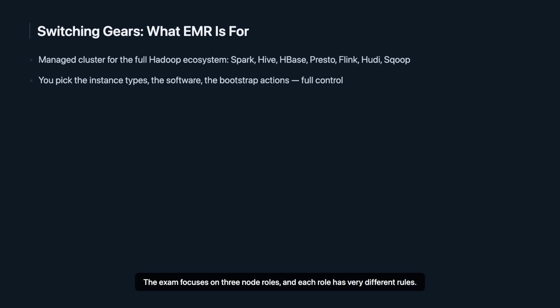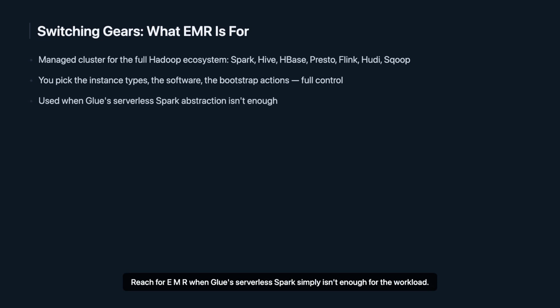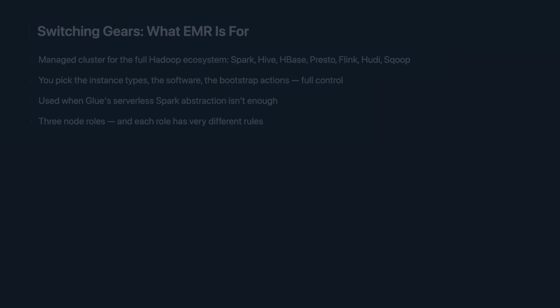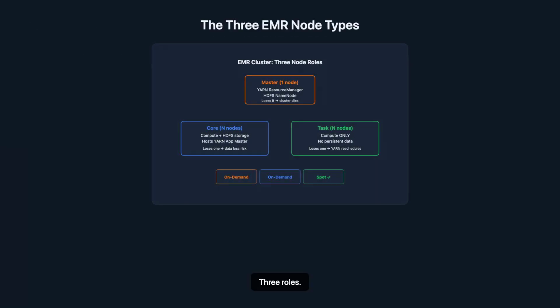The exam focuses on 3 node roles, and each role has very different rules. Reach for EMR when Glue's serverless Spark simply isn't enough for the workload. 3 roles. The master node, just one of them, runs the Yarn Resource Manager and the HDFS name node. It coordinates everything, and if you lose it, the cluster dies.